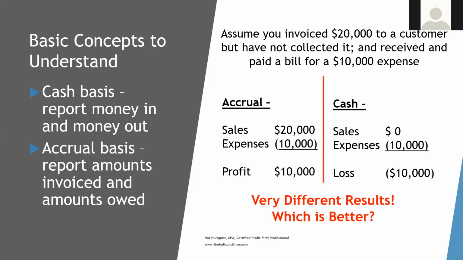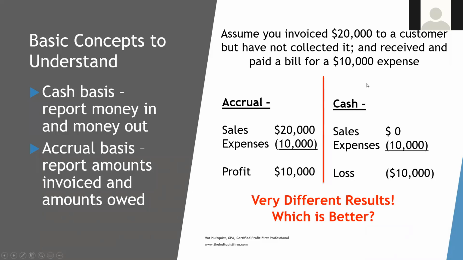If you collect money from customers, that's considered sales or revenue. And if you pay your expenses, those are considered expenses. Simply money in, money out. Now, accrual basis, that means that you report amounts that you invoice as sales, and you report bills that you receive that you even haven't paid yet. Those are considered expenses. So I want to show you how misleading this can be in this example and why this trips people up quite a bit.